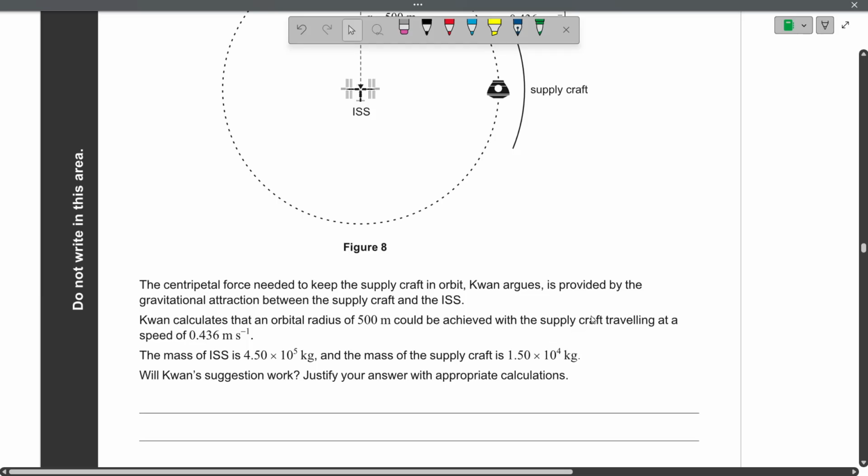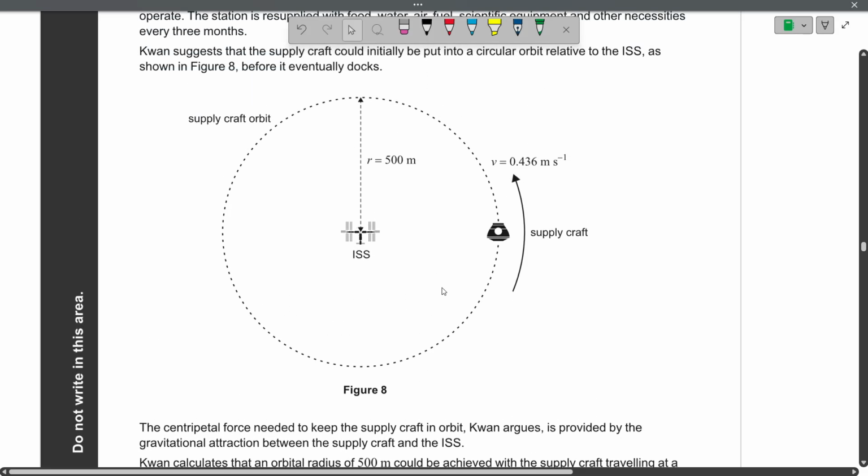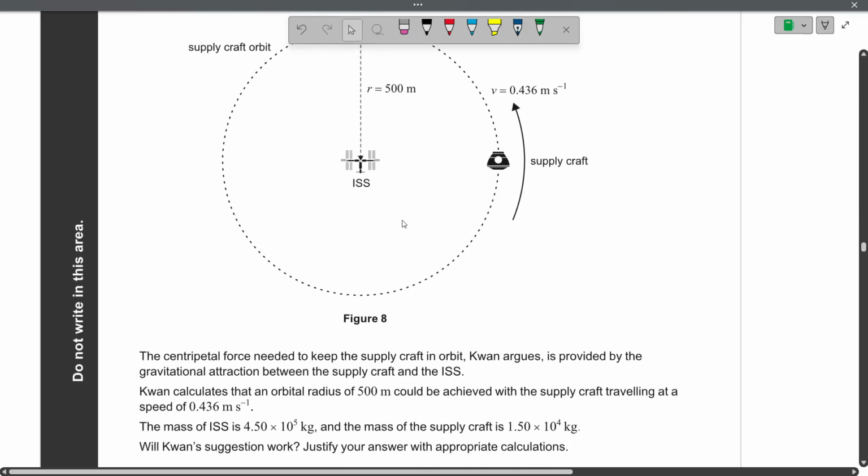So again, we need to unpack what's being asked of us here. The question itself is, will Kwan's suggestion work? Well, what is Kwan's suggestion? So Kwan says that if they put the supply craft this distance, 500 meters from the ISS, then the gravitational attraction, or the gravitational force of the ISS on the supply craft, is enough to keep it in this circular orbit at this particular speed. That's what Kwan is saying.